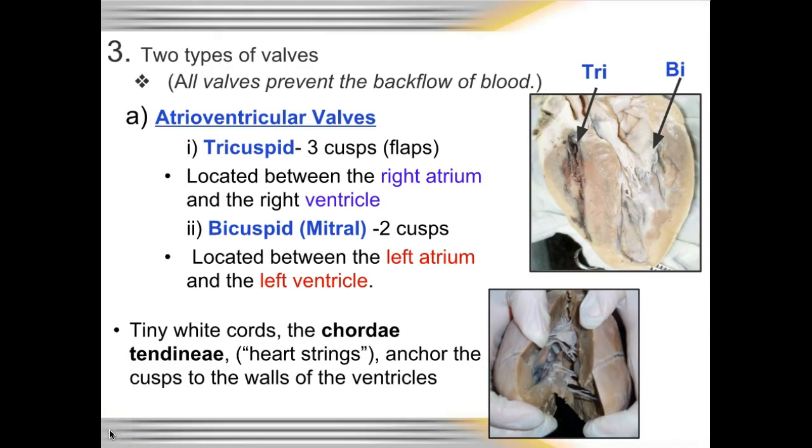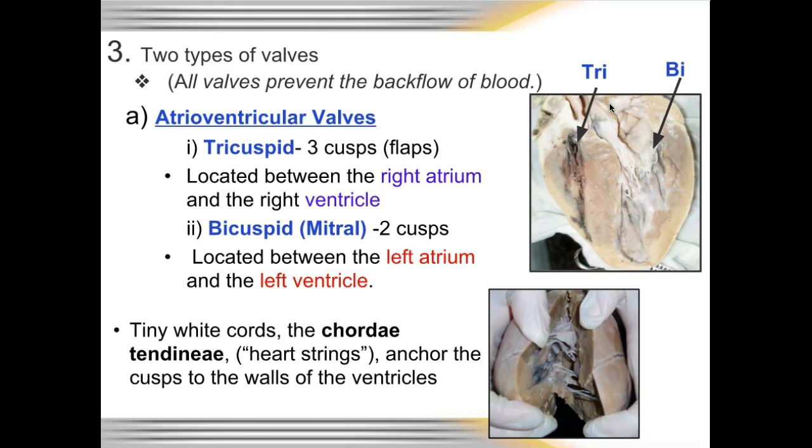No matter where the valves are found, you have valves in your blood vessels, the veins. You have valves in between atrium and ventricle. You have valves exiting the heart between the ventricle and the arteries. So no matter where they're found, the job of the valves is to prevent backflow of blood. It's to create a one-way direction of blood.